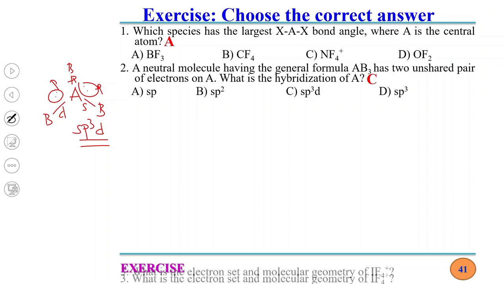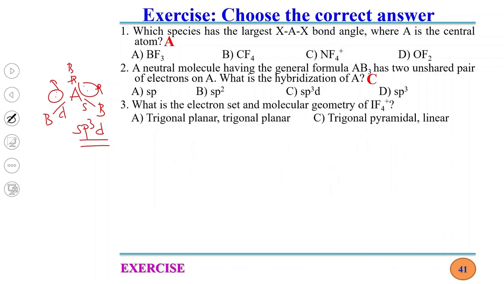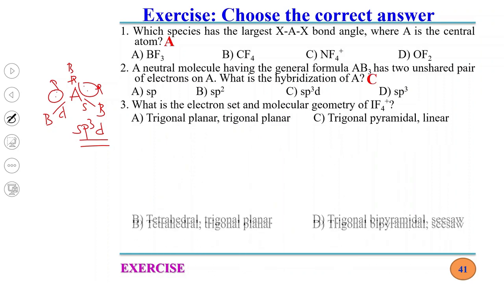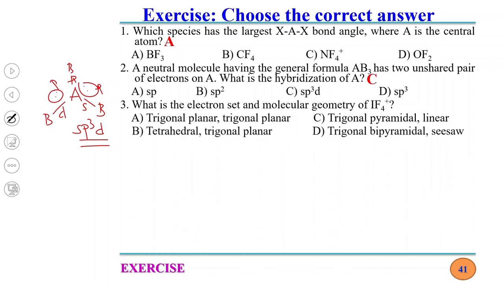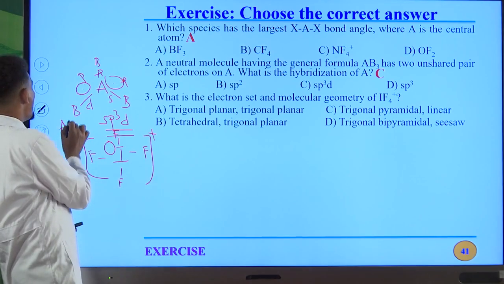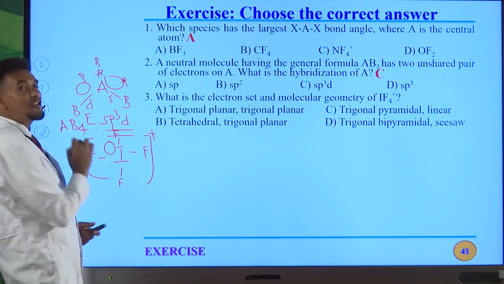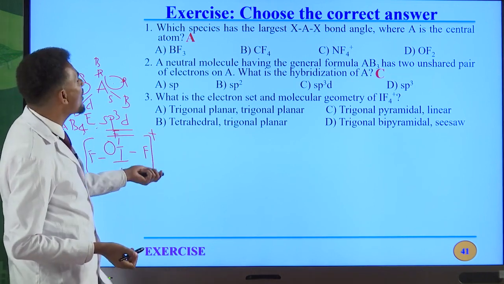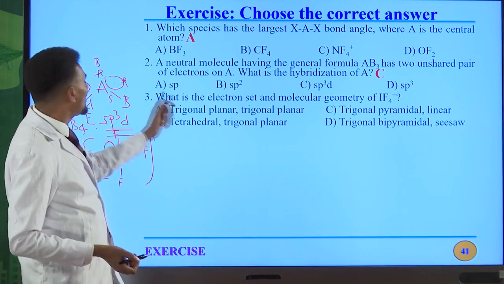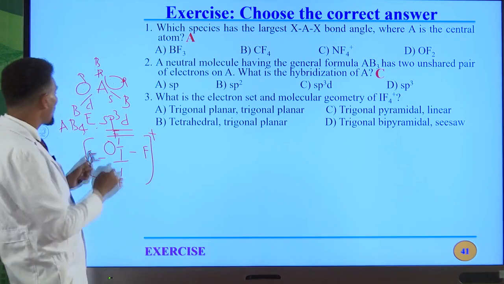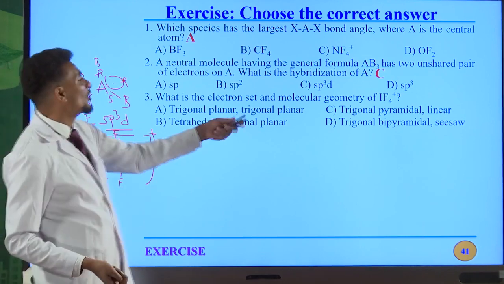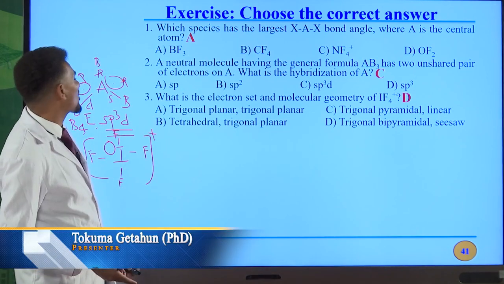Question number 3. It says, what is the electron set and the molecular geometry of IF4 plus polyatomic ion? We have 1 lone pair of electrons around iodine. What is the electronic geometry for this molecule? This is AB4, 1, 2, 3, 4, then E. Total electron pairs is 5. So it is trigonal bipyramidal. And its shape is, we have 1 lone pair of electrons, AB4E type. So its molecular geometry is seesaw. So D is the correct answer.